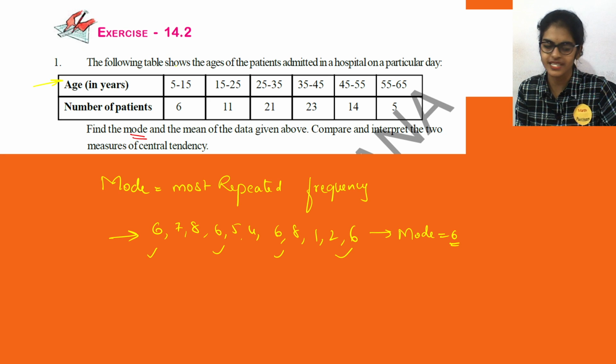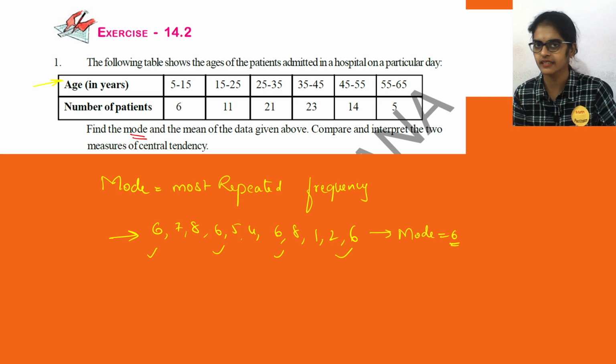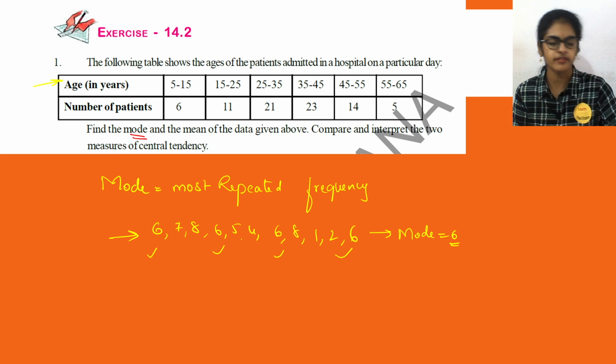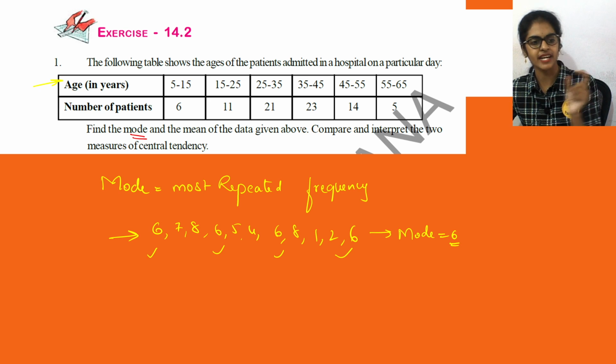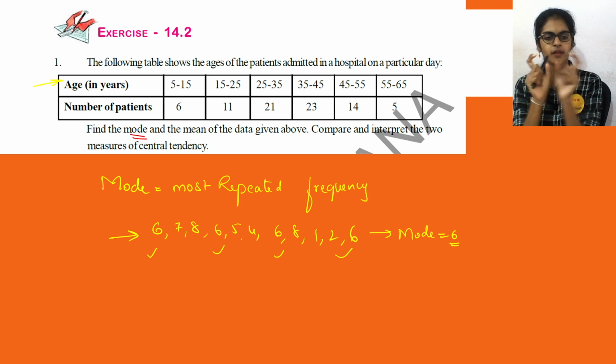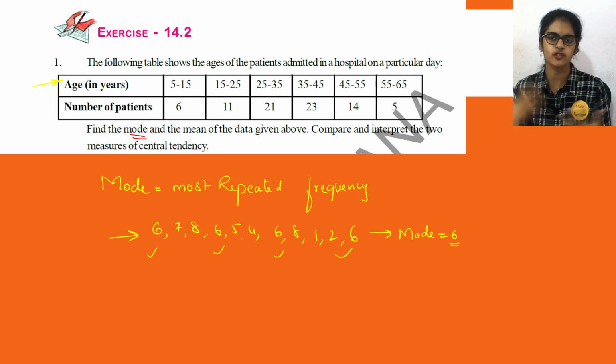The following table shows the ages of patients admitted in the hospital on a particular day. Age is given to us and number of patients is given to us. All we need to do is find the mode and mean of the given data. Mean we already know how to find from the earlier exercise problems 14.1. We have already done it. Here in this question we have to find both mode and mean and compare and interpret the measures of central tendency. As you know, mean, median, mode are the measures of central tendency. So we are going to find mode and also mean of the data and compare both of them and interpret them, that means draw some conclusion.